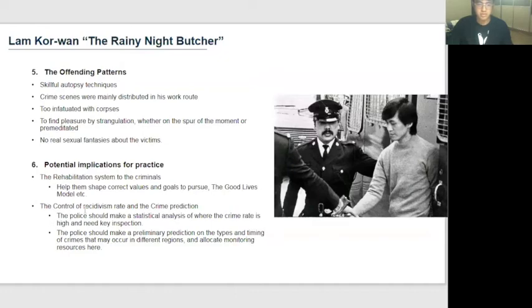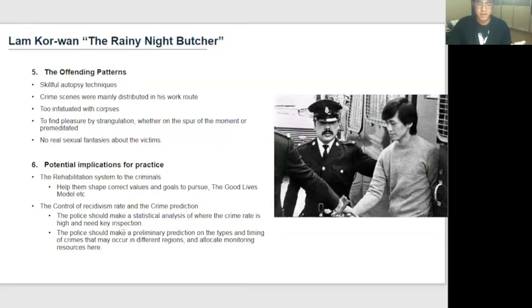The control of the recidivism rate and the crime prediction are also important. It is because the policing resources are limited in our society. So the police should make a statistical analysis of where the crime rate is high and then put more resources in this high crime rate area, such as patrol and investigation methods. Even police can have a cooperation with the communities.